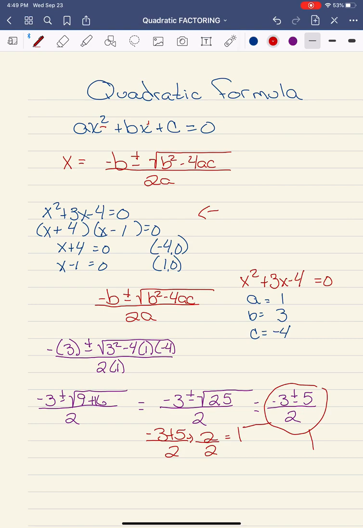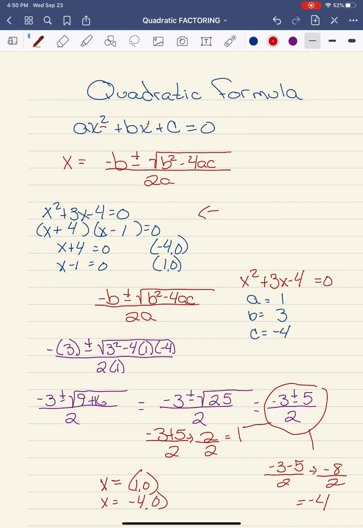Now on the other side, we have negative 3 minus 5 divided by 2, which goes to negative 5. Negative 3 minus 5 is negative 8 divided by 2, which gives me negative 4. So if I was to write these as my x values, I still have x equals 1, 0. And my second x is going to equal negative 4.